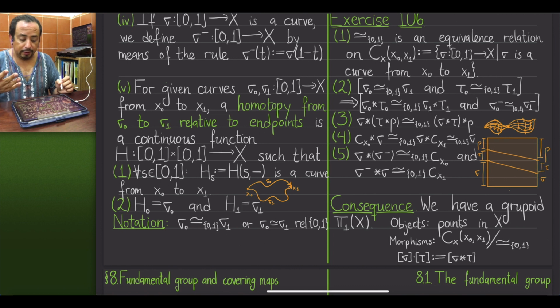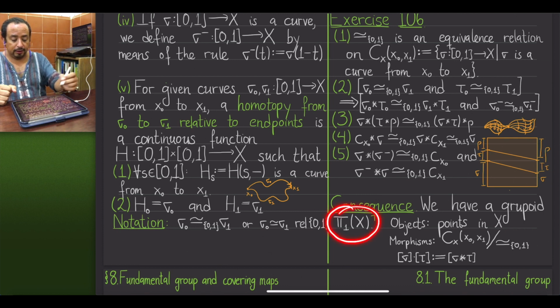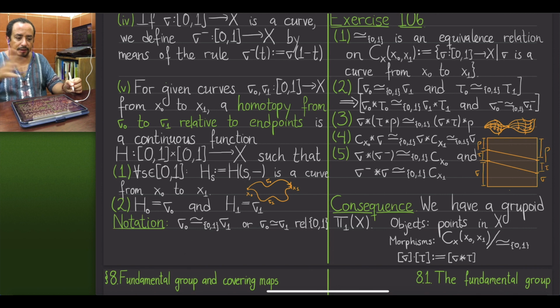So, for instance, if X is path connected, then all the objects of this category are isomorphic, right? Because between any 2 points, there is at least one curve, and the homotopy class of this curve is an isomorphism between the 2 objects in this category. And then you can think, okay, but then this means that this category is quite simple-minded, quite easy to understand. Right? Let's move on.